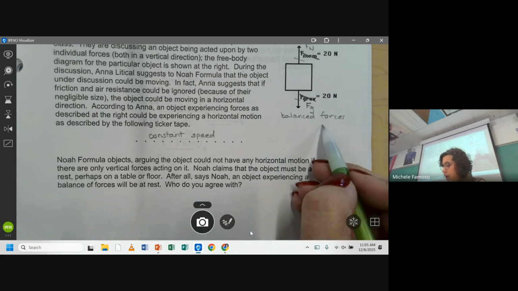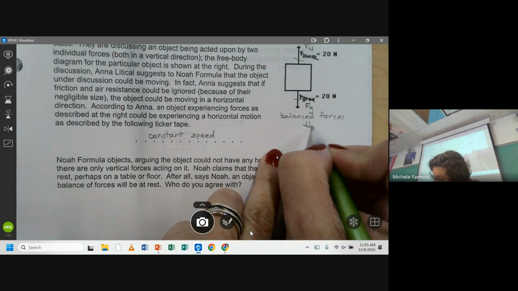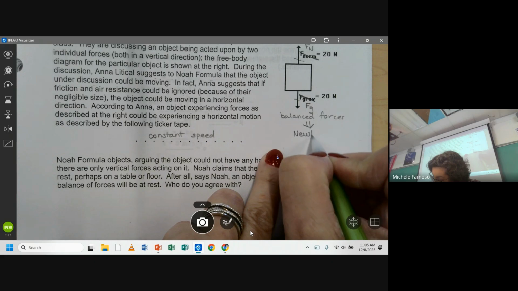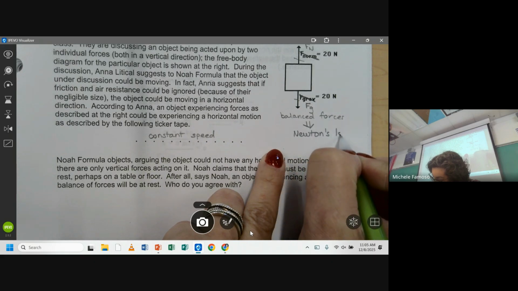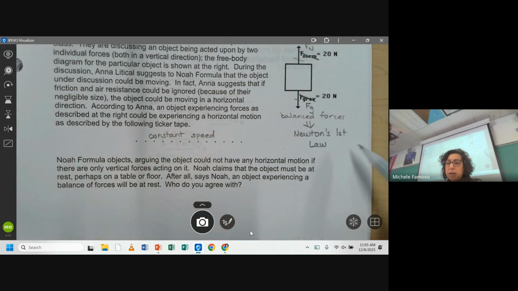Well, first of all, balanced forces is described by which of Newton's laws? We've talked about 2 of them so far, first law and second law. Mia, do you remember which one is the balanced force law? That's right. This is Newton's first law. Jacob, does Newton's first law say that if your forces are balanced, you have to be at rest? What does it say?